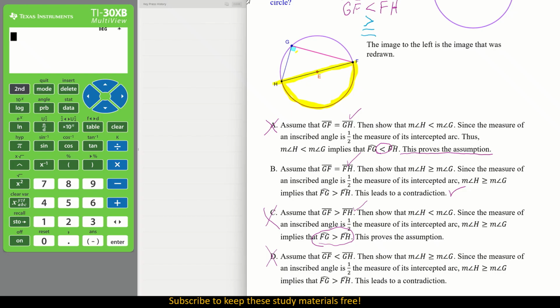So let's look at B. They go through and say, show that the measure of H is greater than the measure of G. Well, you could try to do that. There is a way to do that. Since the measure of an inscribed angle is half, thus, if you did that and you proved it, which you could, then this would happen. But this would be a contradiction. It would just be a fallacy. So I would agree with option B.